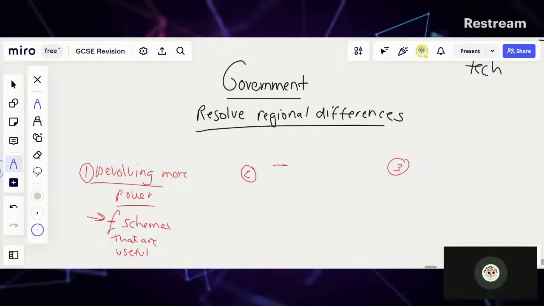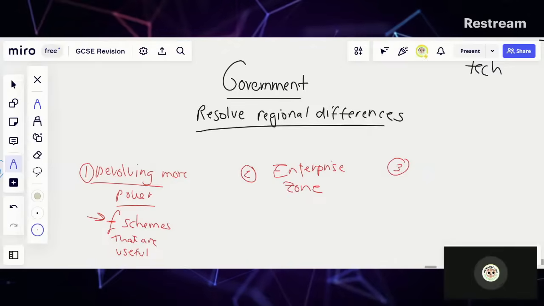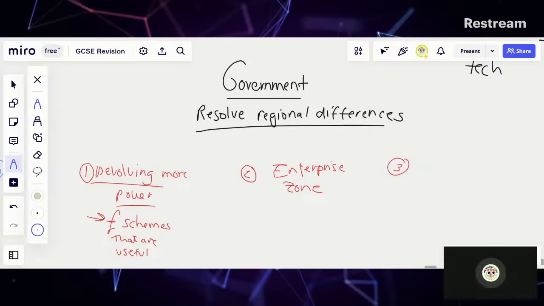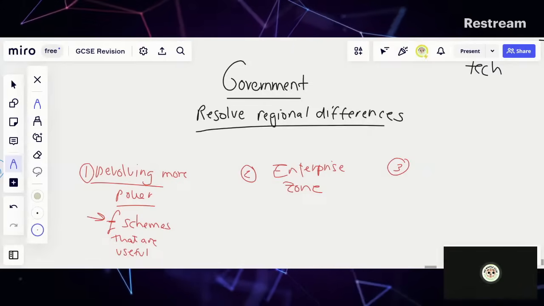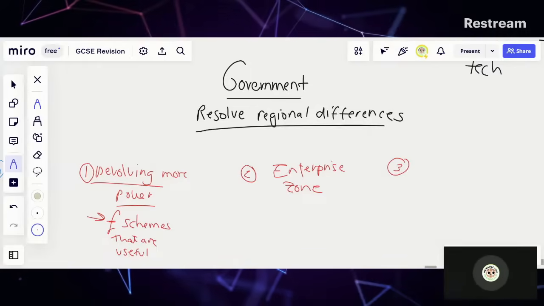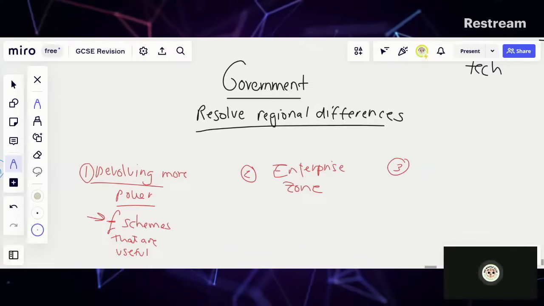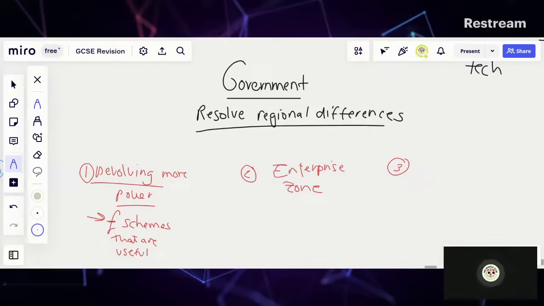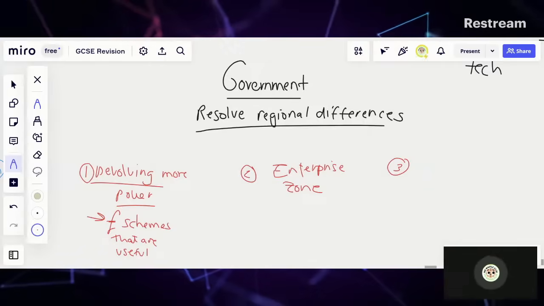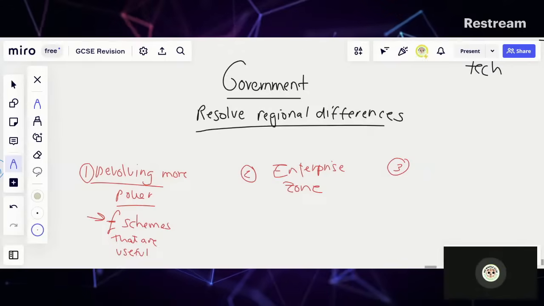A second method is creating enterprise zones. So, around 50 enterprise zones have been created around England, Scotland, and Wales. Now, what happens is these enterprise zones are just areas of land, and the government gives people a range of benefits for locating in enterprise zones. Devolution in the UK started under Tony Blair's government in 1997. Thank you for that. That's a really good, interesting fact. You might use that in your geography, people.